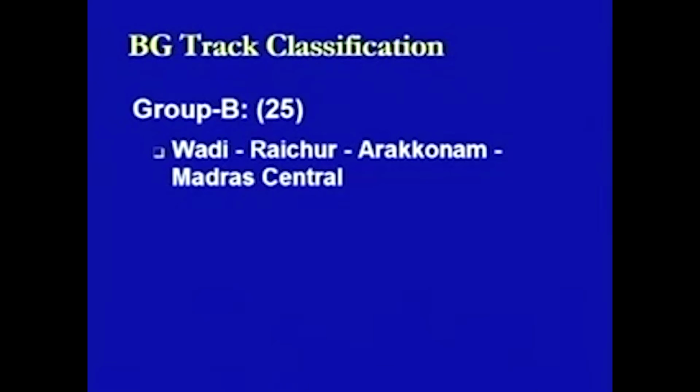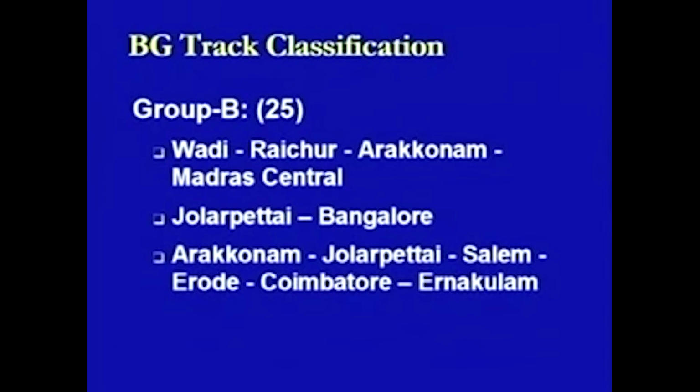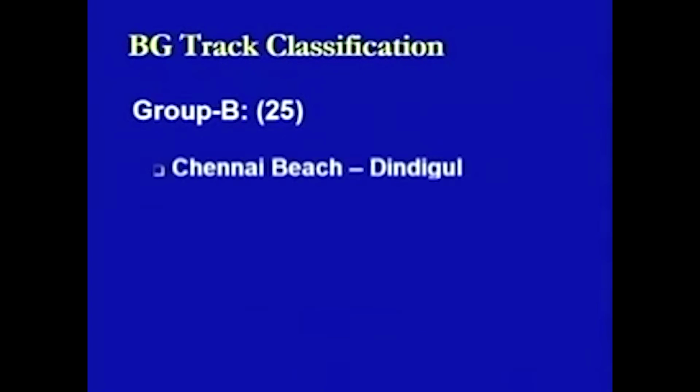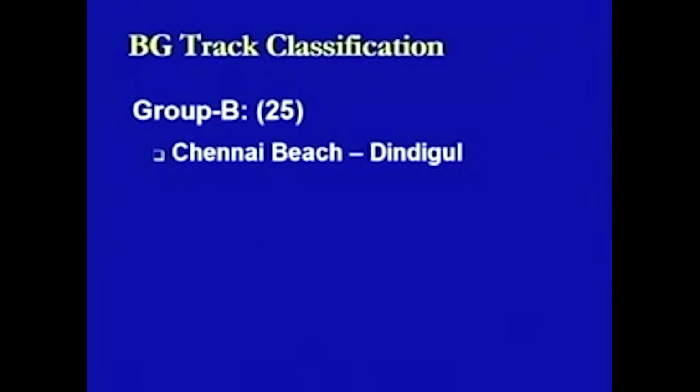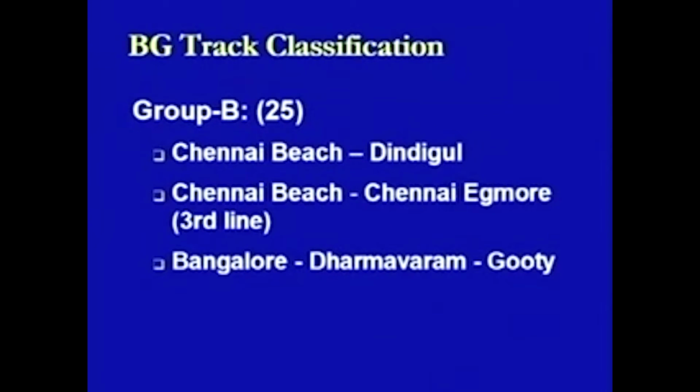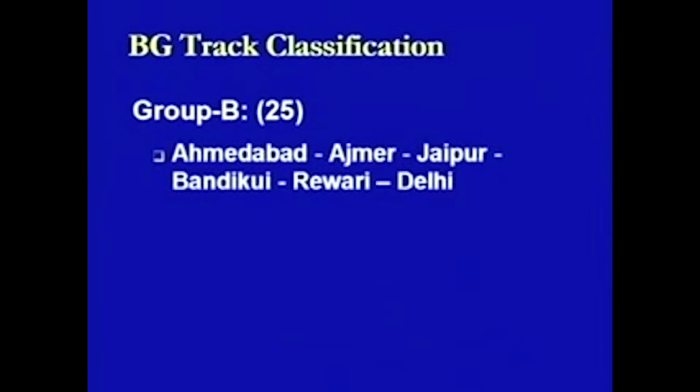Wadi to Madras Central via Raichur, Jolarpettai to Bangalore, Arakonam to Ernakulam via Erode and Coimbatore, New Jalpaiguri to Malda Town, that is the North Frontier Railway, Chennai Beach to Dindigul, Chennai Beach to Chennai Egmore, Bangalore to Booty, Ghaziabad to Saharanpur. Some more are like Ahmedabad to Delhi via Bandikui, Kanpur to Agra.